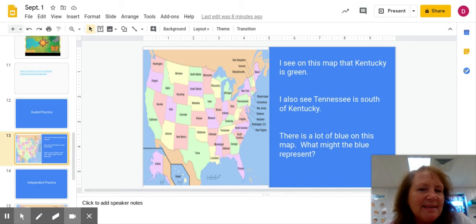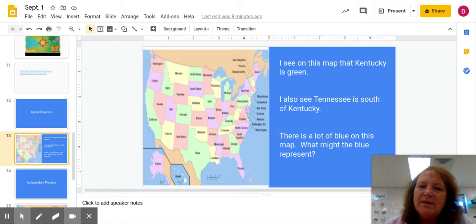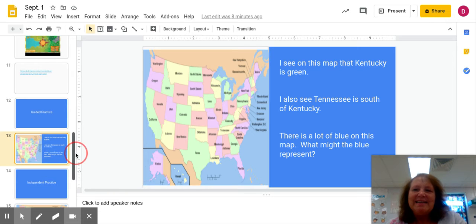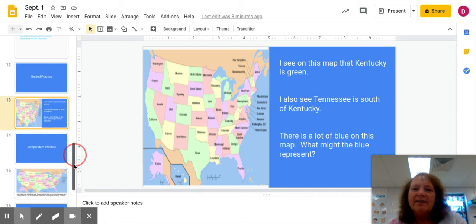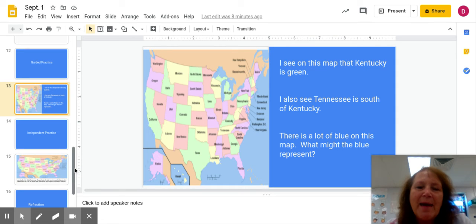The next thing that I would think about on this map is that there's a lot of blue on this map. And I might ask myself, what does the blue represent on this map? Did you guess? It's water. I just think that's so neat to show all of the water that might be on a map or a globe, and it's always in blue.